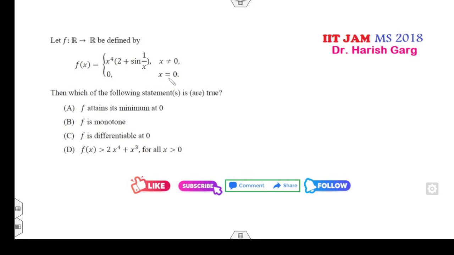Okay, look at that. As x approaches 0, differentiable and continuous are there. x approaches 0, but 1 over x does not approach 0. So that means I can never write 1 over x as 1 over x. So look at f. f will be x to the power 4, twice of x to the power 4 plus x to the power 4 sine 1 over x.